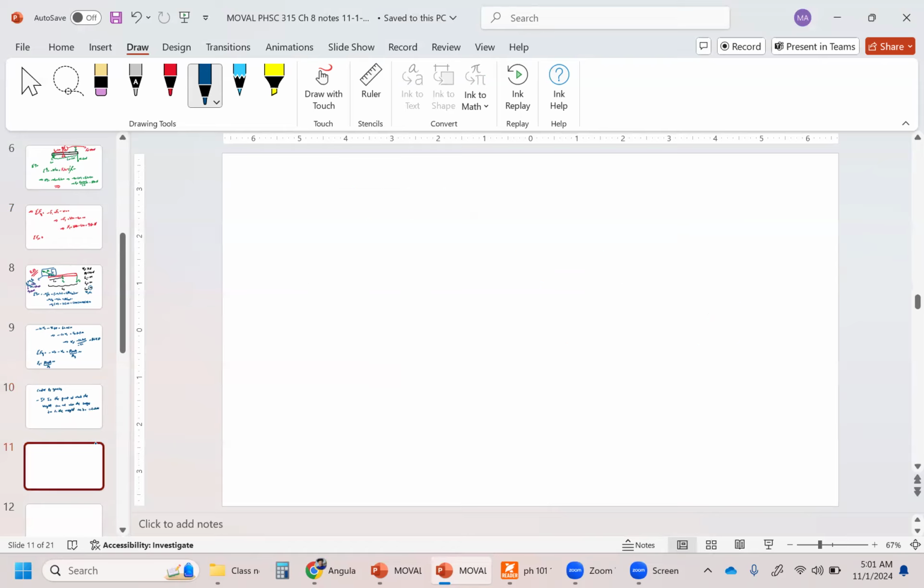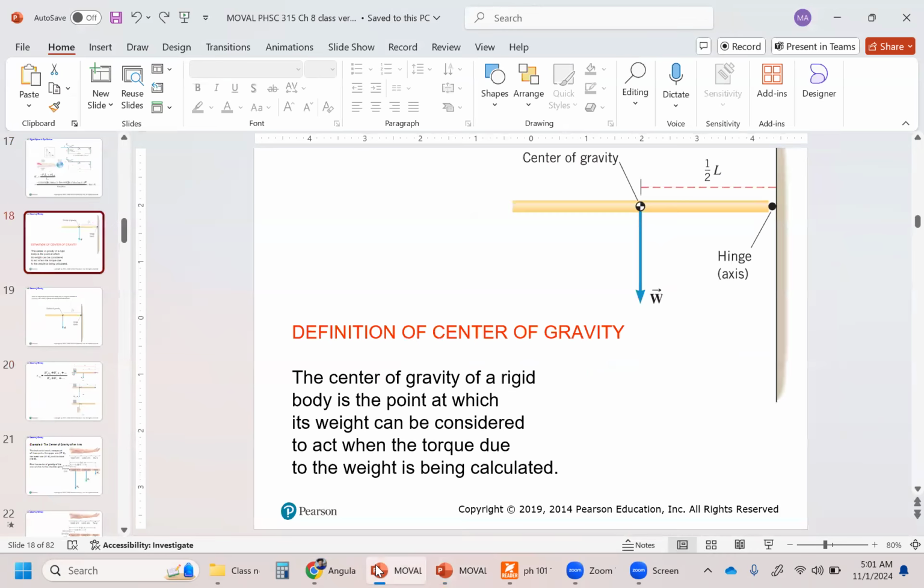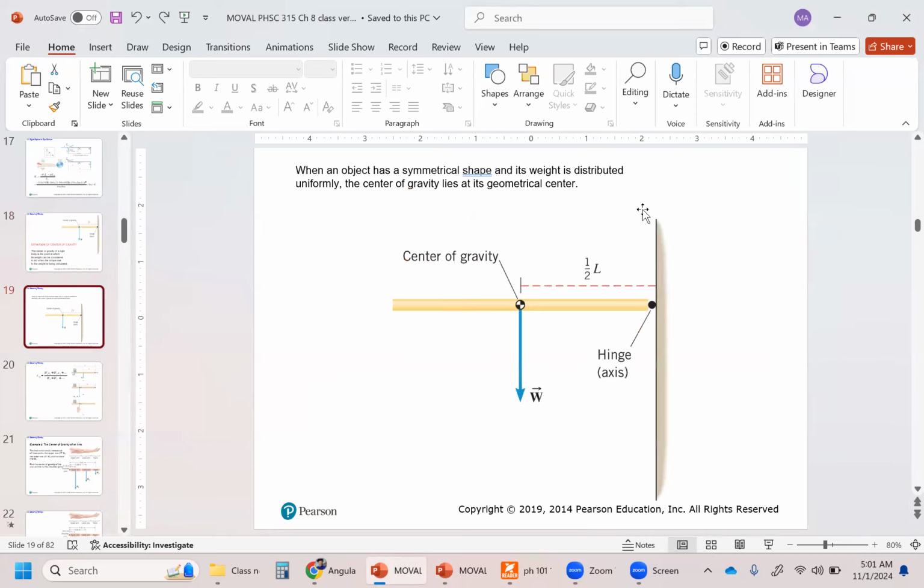Usually, it's going to be in the center of it. So, the center of gravity of a rigid body is the point at which the weight can be exerted to act when the torque due to the weight is being calculated. And again, usually the center of gravity is in the middle where the weight goes in.